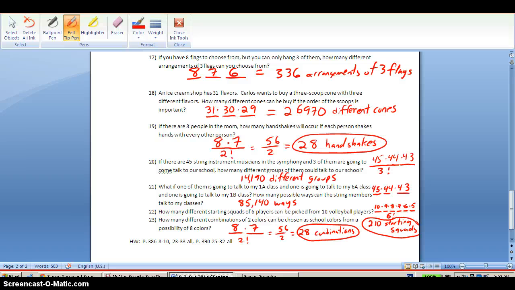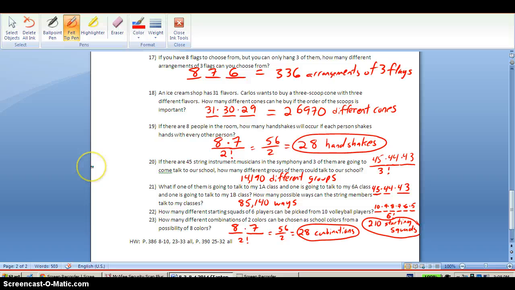All right, here are the solutions. Let's talk about the different answers here. For 18, for the ice cream, because the order of the scoops matters, we're not going to be dividing by anything because each of those scoops is considered different, and so it's like a group of different scoops.